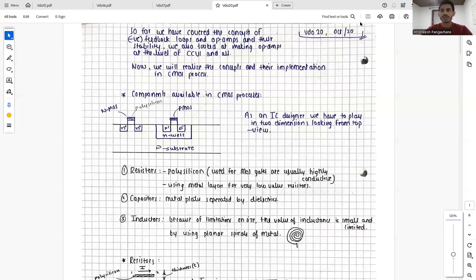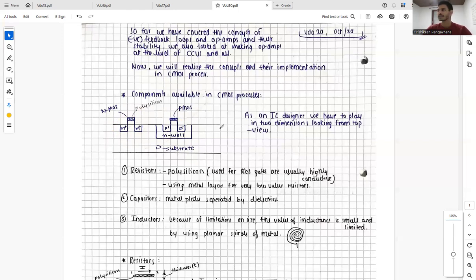So let's talk about the components available in CMOS processes. Basically, in a CMOS process, we have a P substrate, and if we want to make a MOS transistor, an NMOS transistor, we dope it by N plus, and we have our polysilicon layer, and this is how our NMOS is made. And simply saying, if you want to make a PMOS, then we dig an N well and put P plus, and again, this is a polysilicon layer, which gives us the PMOS transistor.